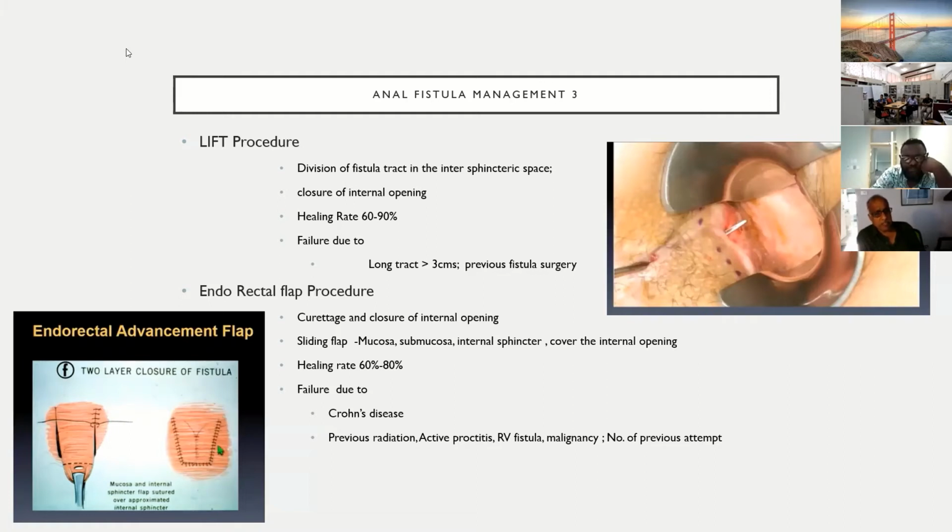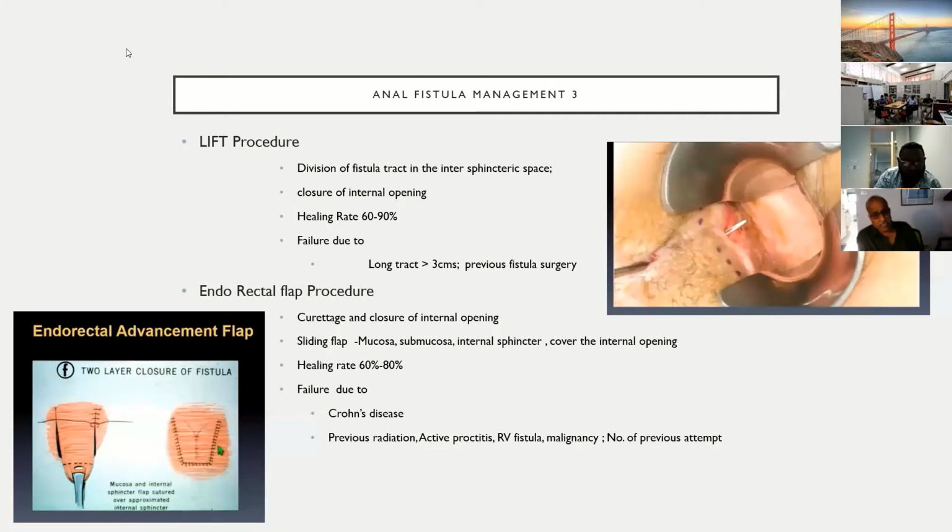The next procedure is the endorectal flap procedure. The picture shows the internal opening with a flap, which is excised, and then the internal opening is closed. If the internal opening is in the muscle itself, close it, raise the flap using the mucosa, submucosa, and internal sphincter, slide the flap down and suture it to the distal wound. It's a very complex procedure. We need some expertise, but you can learn this.